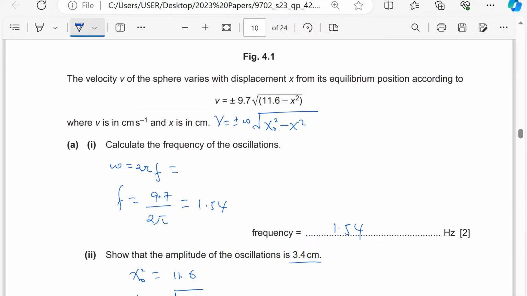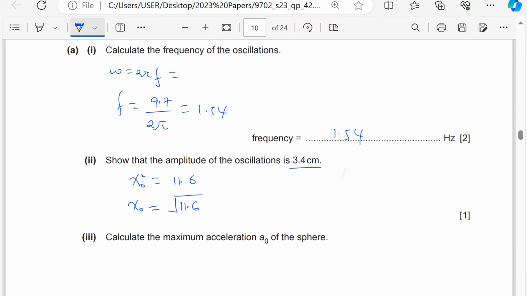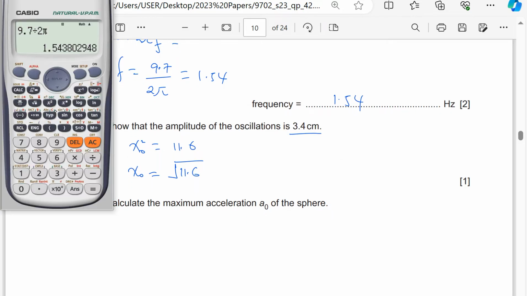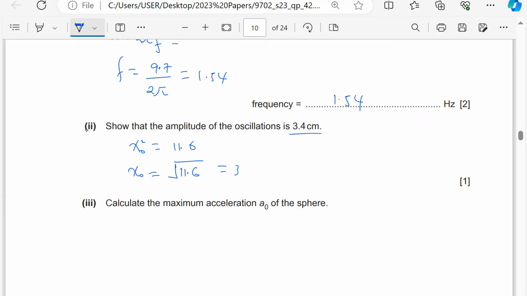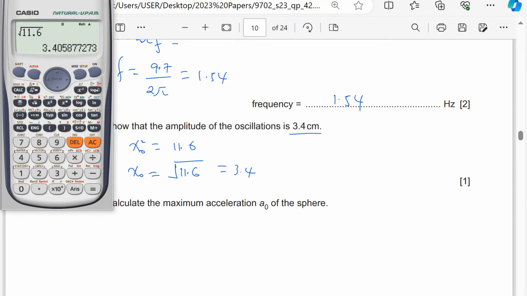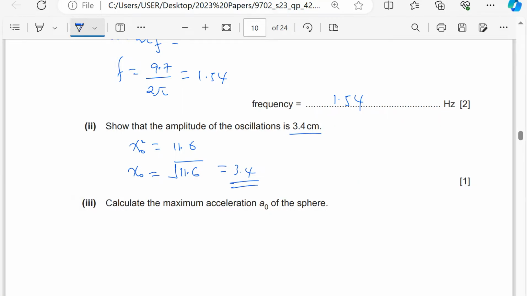So the units here are in centimeters, so that is fine. The square root of 11.6 is 3.4, or 3.405, so that is 3.4.